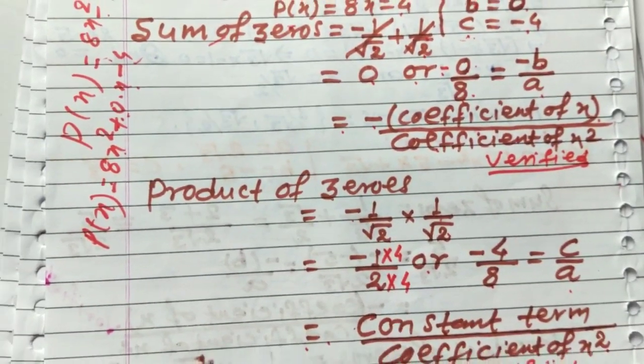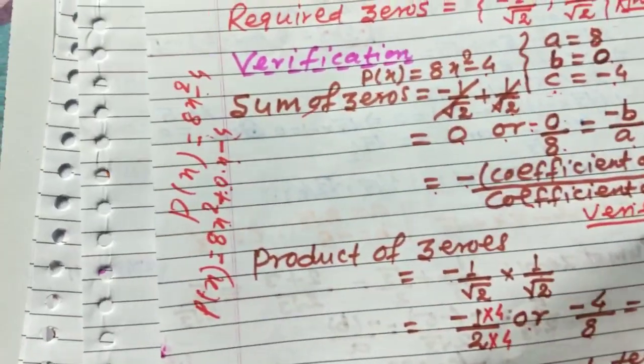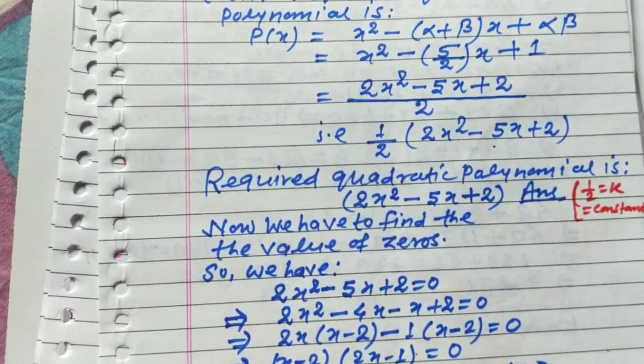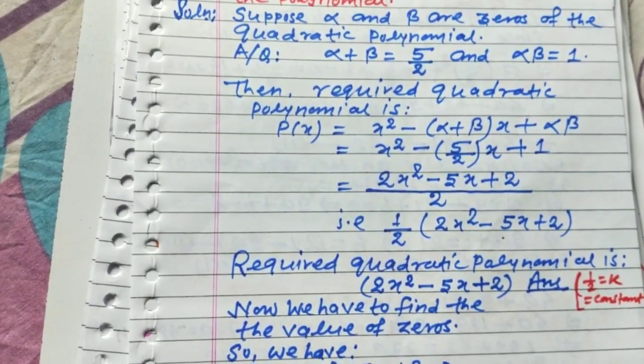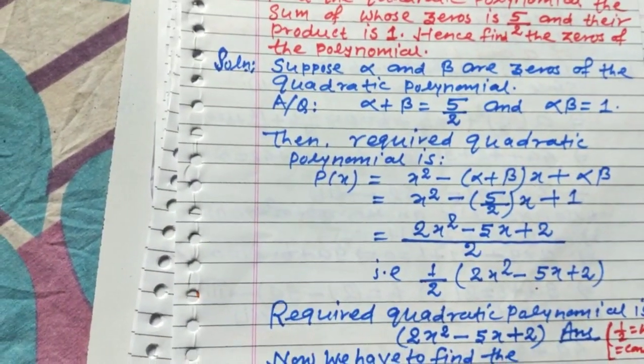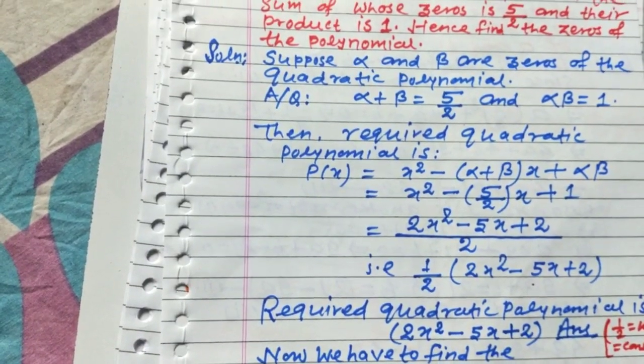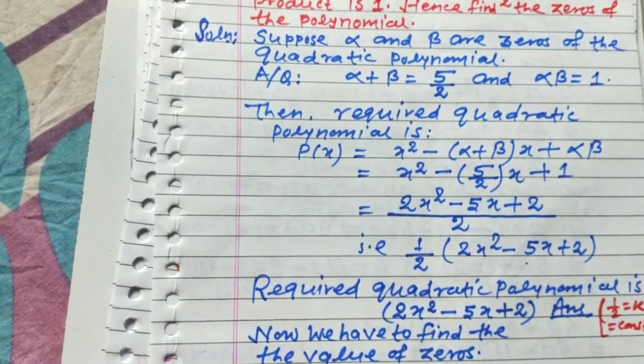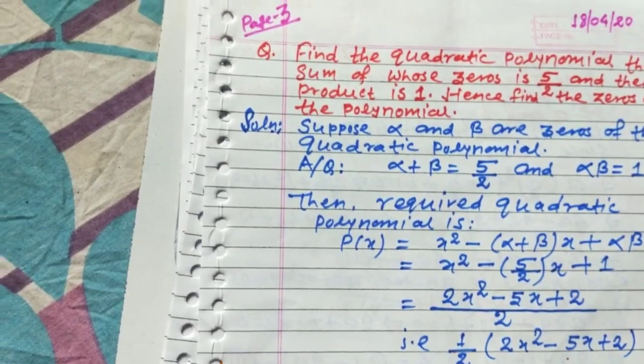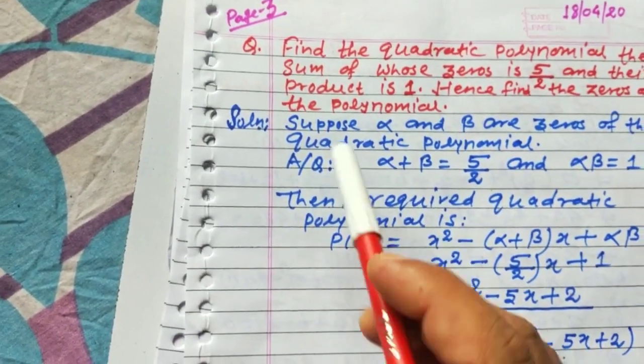So we have solved two questions to find the zeros of a polynomial and to verify the relationship between its zeros and coefficients. Now let us see another type of question.